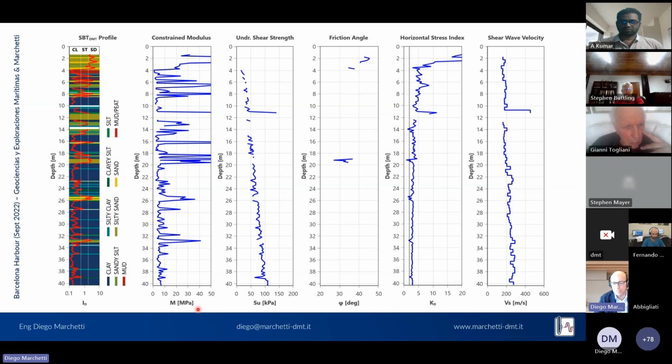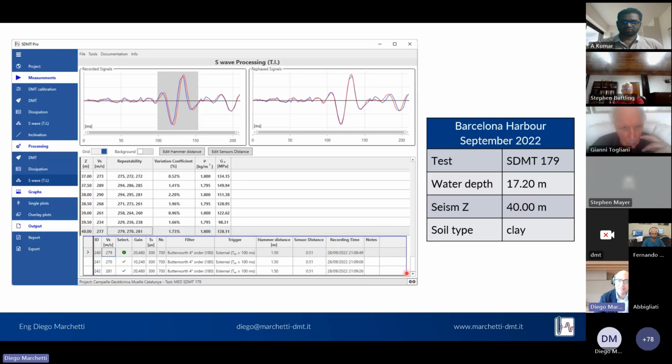These are the parameters of the DMT and of the VS. At 11 meters, we hit a gravel layer, and with the drill rig, it was possible to drill through it and continue below. This is the deepest shear wave we recorded, 40 meters below seafloor, and the seafloor was 17.2 meters below the water level. And as you can see, the wave is very clear. We did three measurements, 279 to 281 meters per second, and this variation coefficient is quite good in terms of percentage.